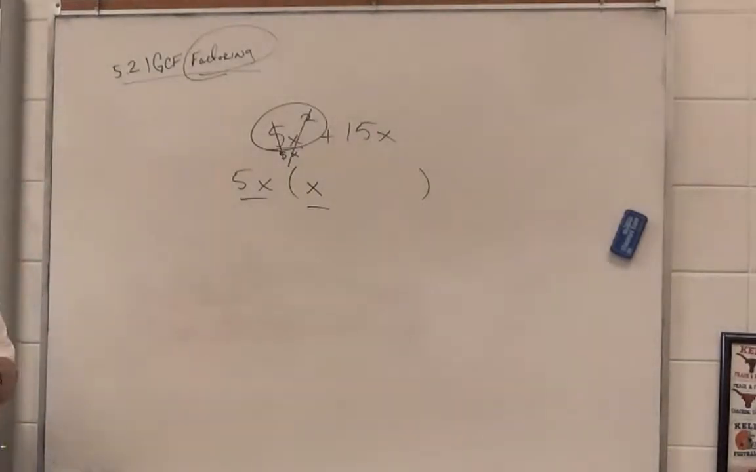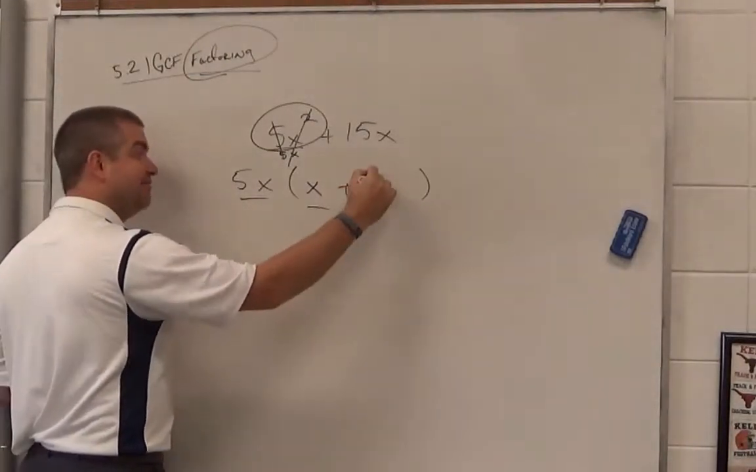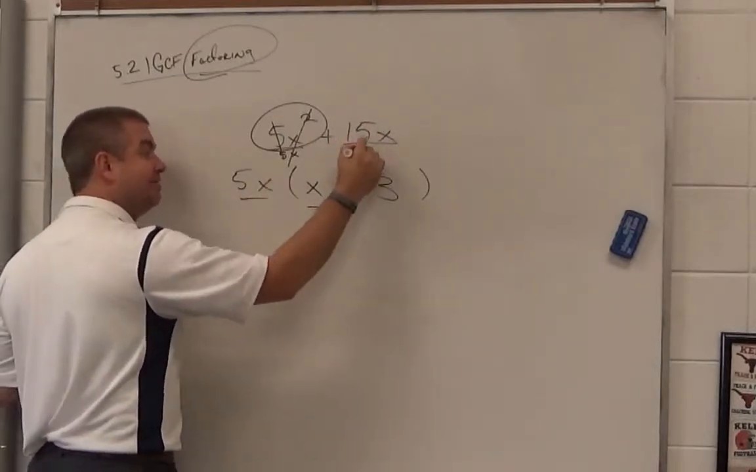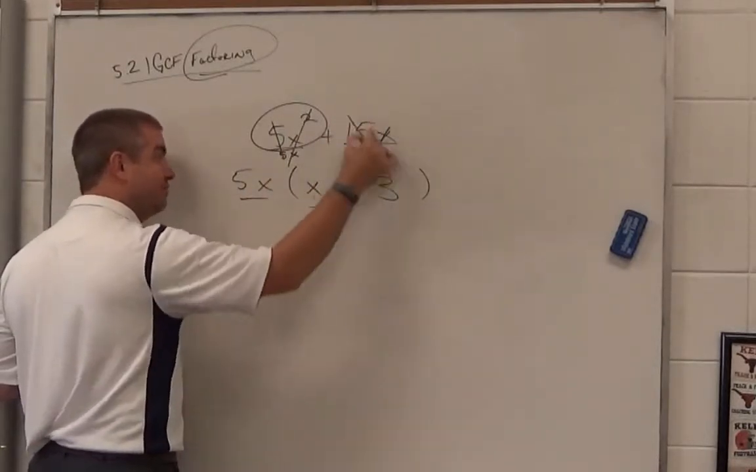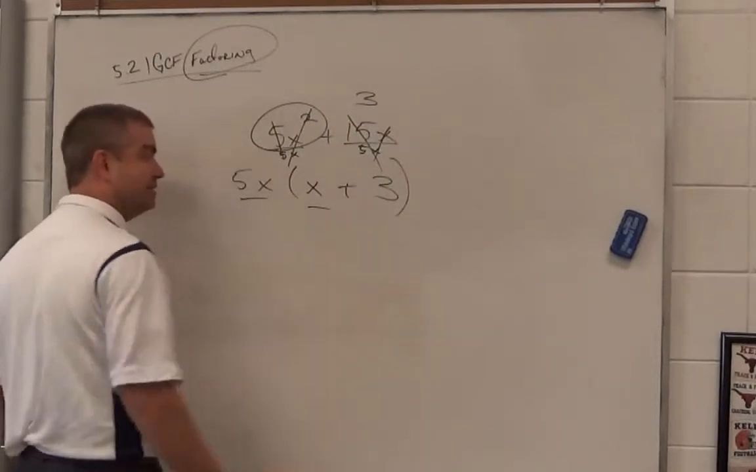Okay? You are dividing out the GCF. Alright, what goes here? Positive 3. How did we get that? We took that term, we divided it by 5x. The x's cancel. 15 over x is positive 3. And so there's your answer right there.